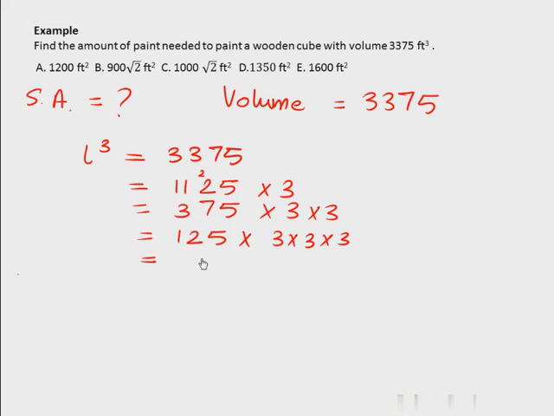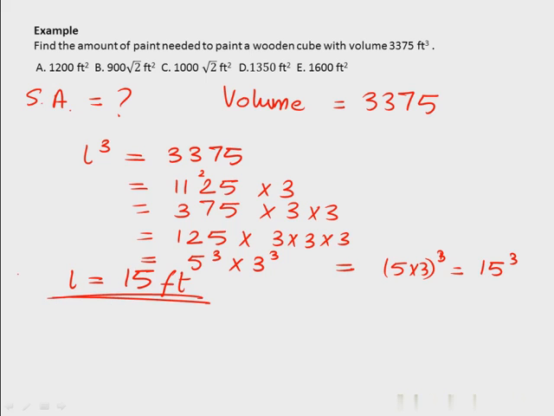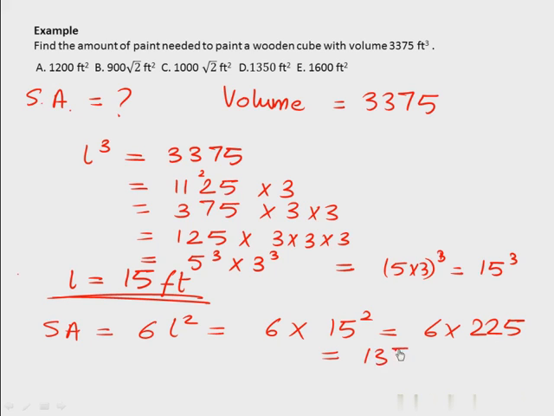125 is 5 cube. So it's 5 cube into 3 cube, which I can write as 5 into 3 cube, which is 15 cube. So L cube is 15 cube. So of course L is 15 feet. So I've found the side length, it's 15 feet. Now to find the amount of paint is equivalent to finding the surface area. Surface area of a cube is 6L square, which is 6 times 15 square, which is 6 times 225, which will be 1350 feet square. The answer is D.